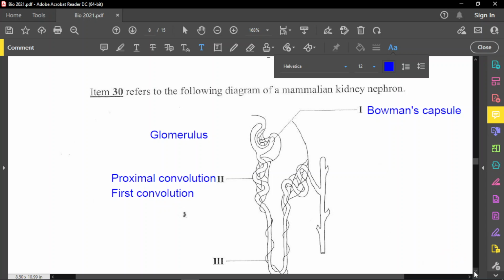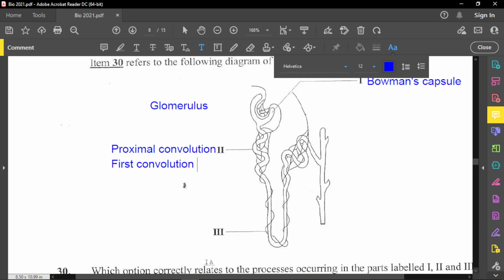And let me go a little bit down on this diagram here just to label this. Part 3 of this is called the loop of Henle. All right, so this is the loop of Henle. This other convolution here is the second convolution or the distal convolution. Let me just label that right here as well. This one is called either the distal or the second convolution. It's kind of hidden on the diagram, but you know exactly what I'm talking about here.